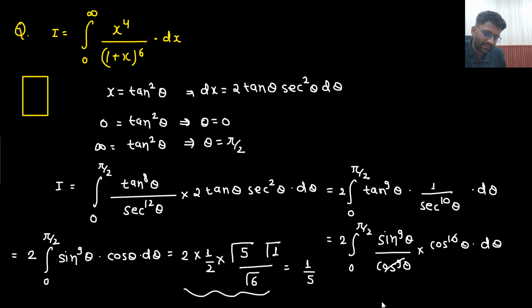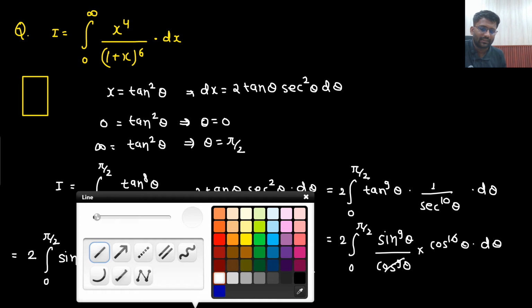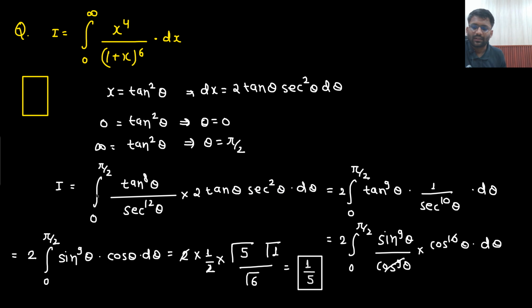You can solve this much on your own. This will be 4 factorial, this will be 0 factorial, which will be 1 only. So 4 factorial divided by 5 factorial, so 5 will be left. 2 and 2 will get cancelled out. 1 by 5 will be the answer. And hopefully this is the answer only. Yes, 1 by 5 is the answer.